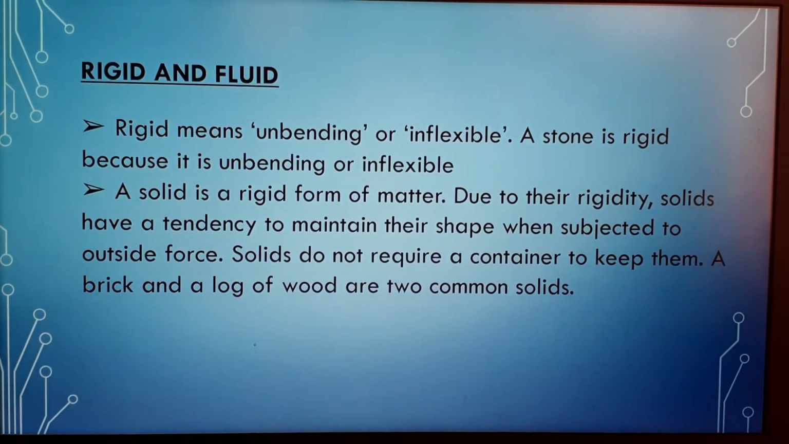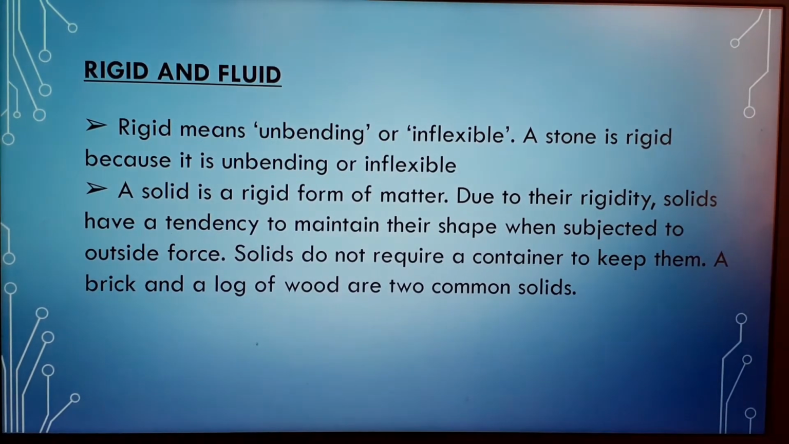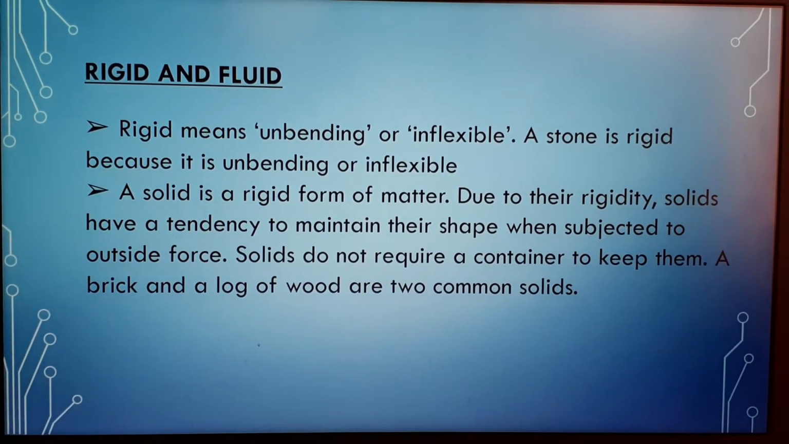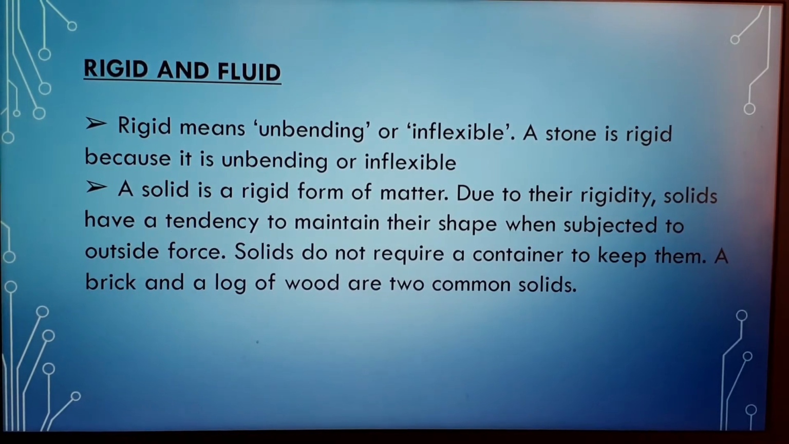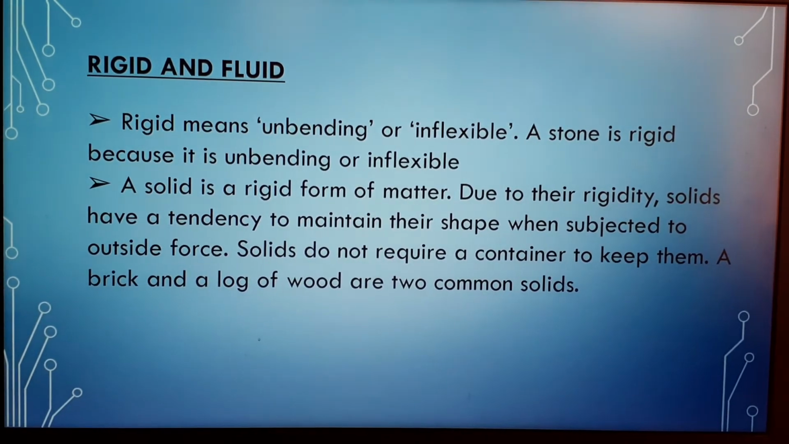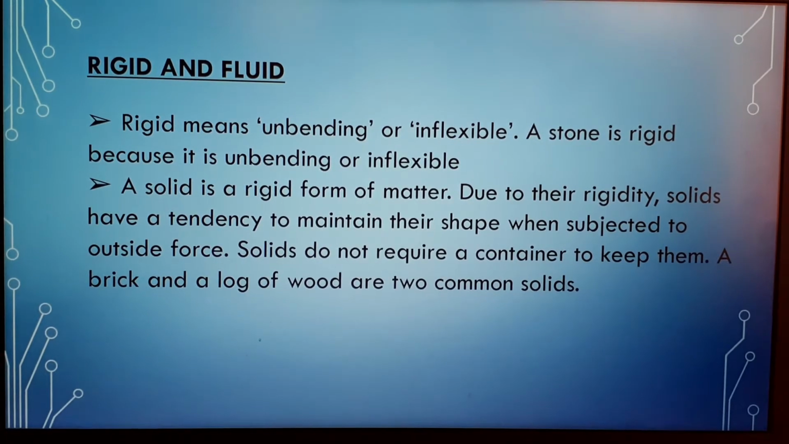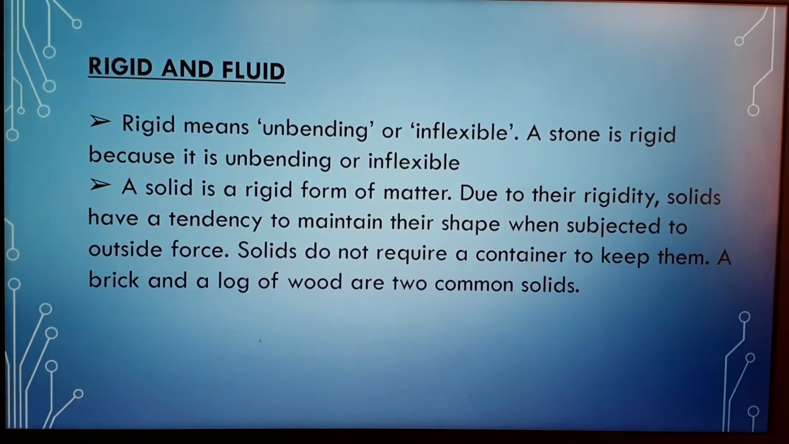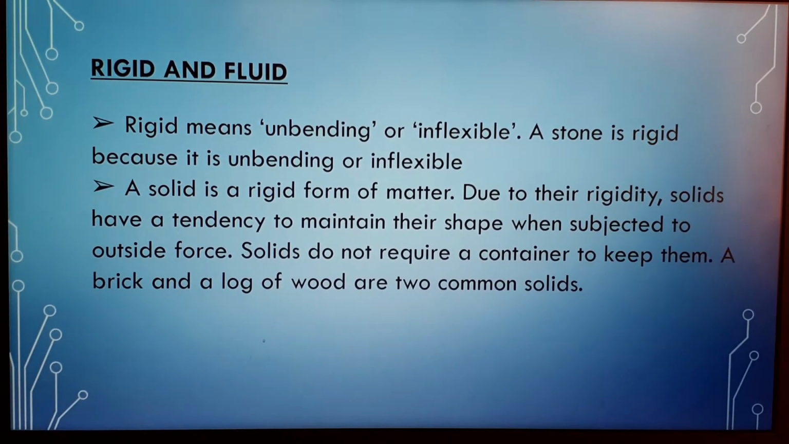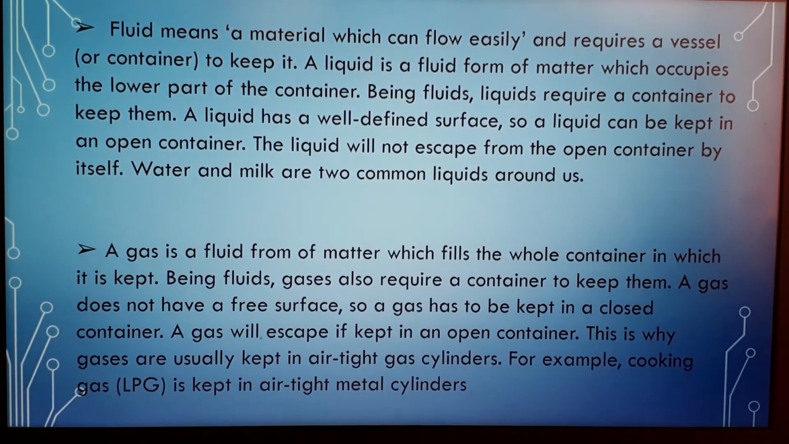Next one, rigid and fluid. What is it to be rigid? A solid, for example stone, is rigid because it is unbending or inflexible. The solid is a rigid form of matter. Because of this rigidity, solids have a tendency to maintain their shape when subjected to outside force. It doesn't need any container to keep it. The best examples are brick or wood, and many things we can see.